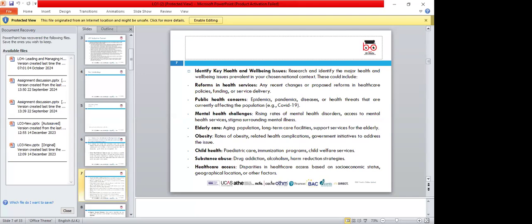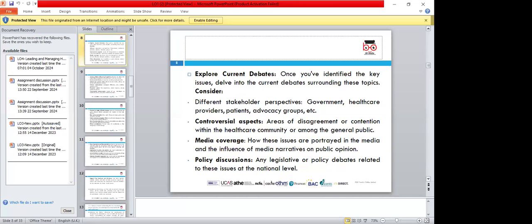We should be able to identify key health and social care issues, research about them, look out for reforms within the healthcare services. We look at reform changes that have been proposed within the healthcare: public healthcare concerns, mental health challenges, elderly care, obesity, child health, substance abuse, healthcare access. Those are things that you need to look into.